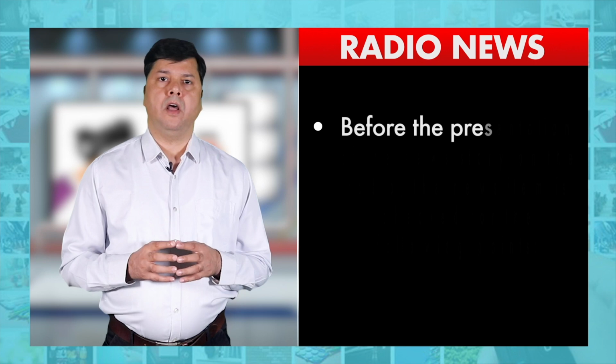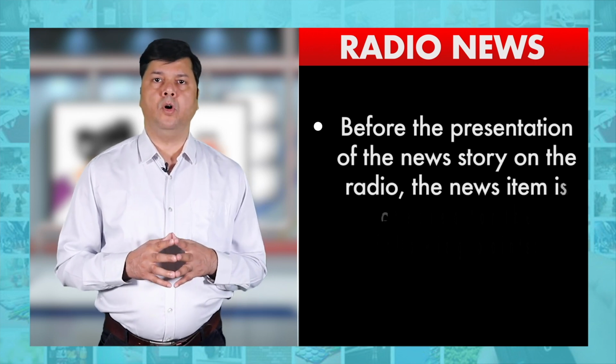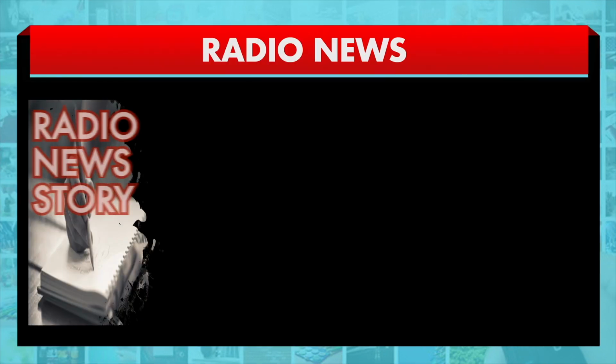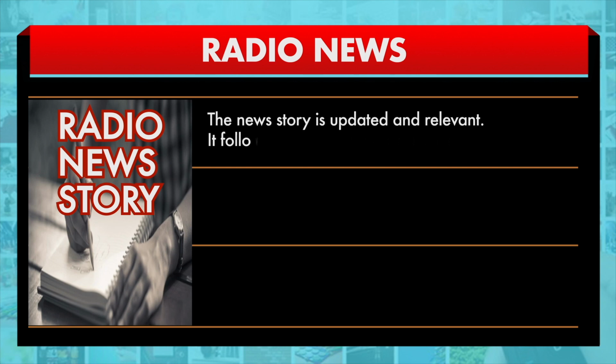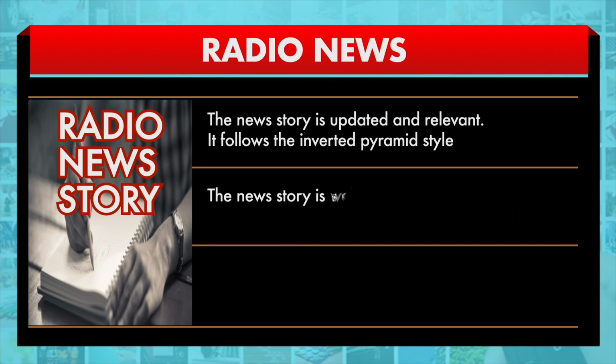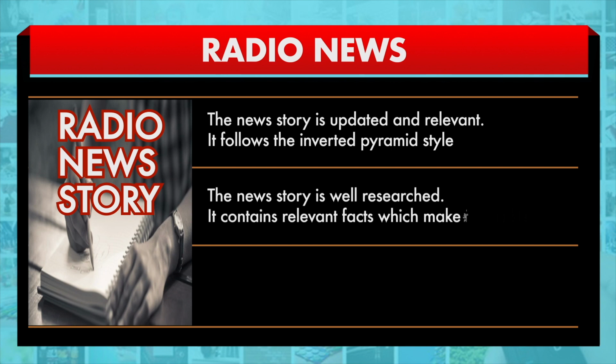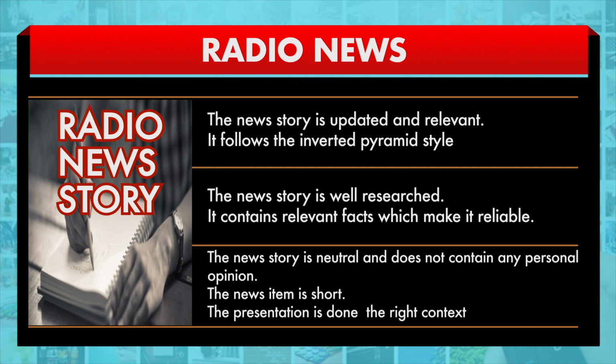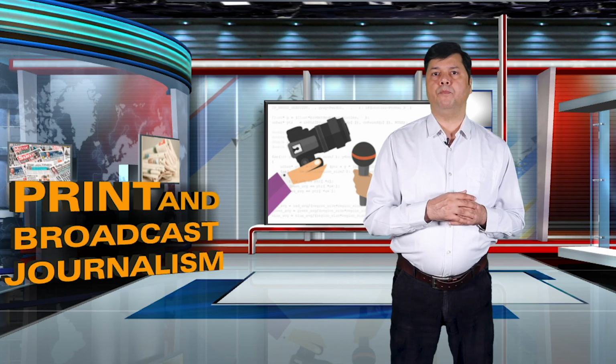Before the presentation of the news story on the radio, the news item is checked for the following points. The news story is updated and relevant. It follows the inverted pyramid style. The news story is well researched. It contains relevant facts which make it reliable. The news story is neutral and does not contain any personal opinion. The news item is short. The presentation is done in the right context within the wider radio broadcast.